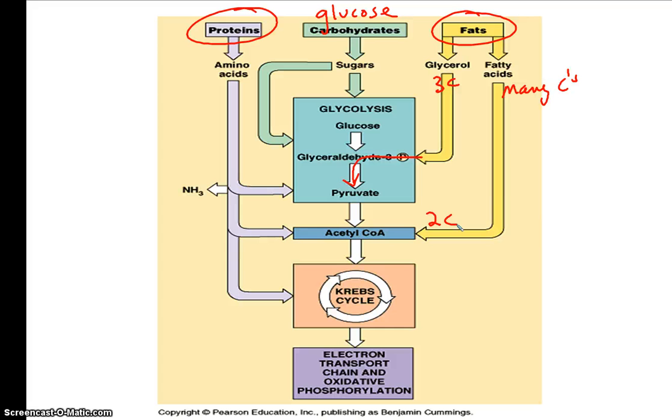Proteins are the same thing. The amino acids get broken down, the ammonia is removed, and the carbon from those continues on, and they filter into the cycle in many different places. So regardless of the type of food that you're eating, we've focused on glucose and carbohydrates, but fats and proteins will also give us the energy that we need to produce ATP and survive. So that should give you a good picture of cellular respiration.